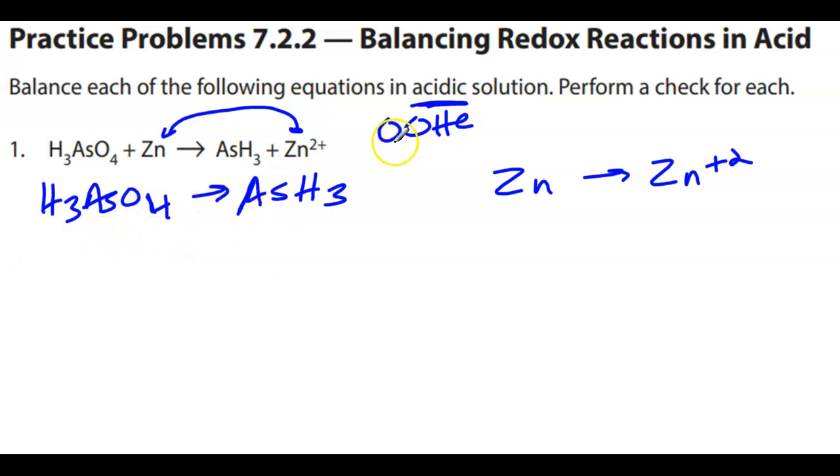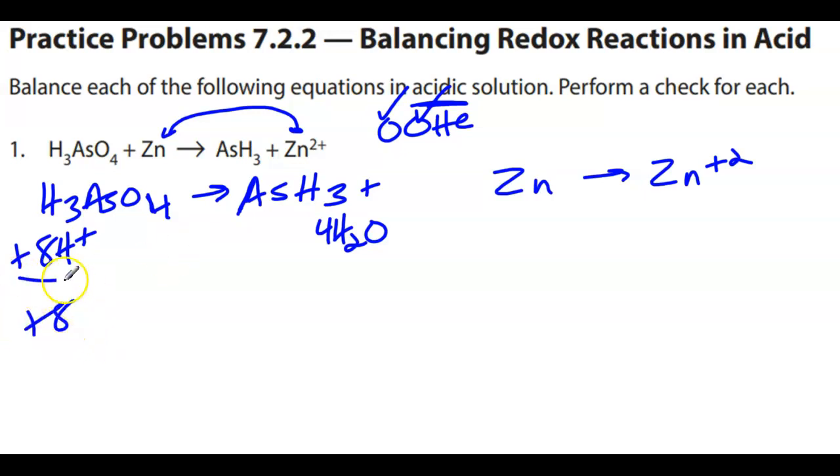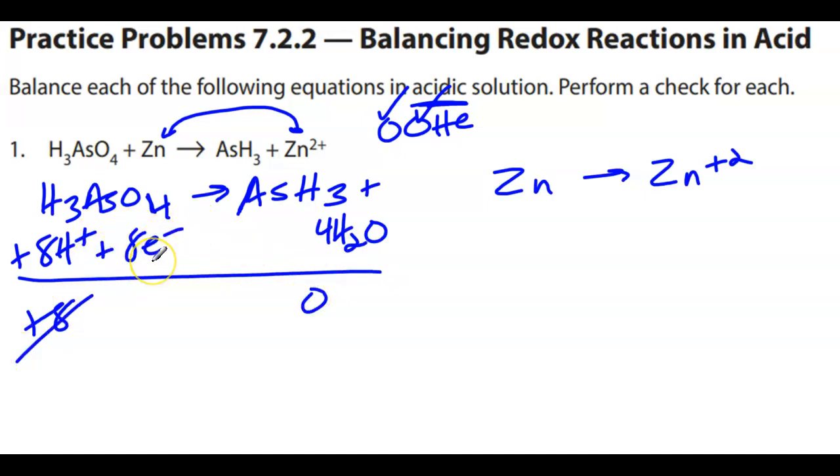So arsenic is the other. We have 1 and 1, so that's good. We have 4 oxygens, and we need 4 waters on the right. Hydrogens, let's see what we got here. We got 3, and then here we have 3, but we added another 8 from the waters, so we need 8 hydrogens on the left. And then if we look at our charges, we have positive 8 and 0. So we need to add 8 electrons to the left to get this also to be 0.